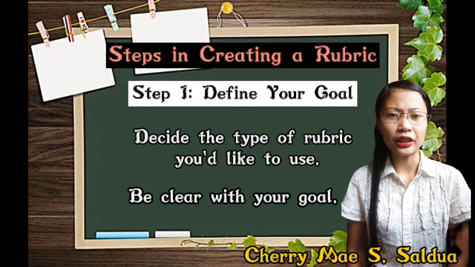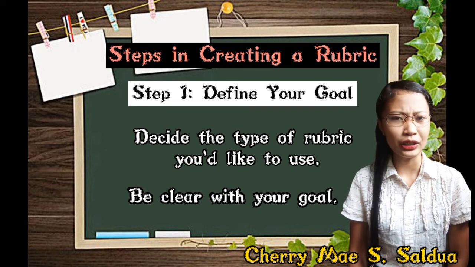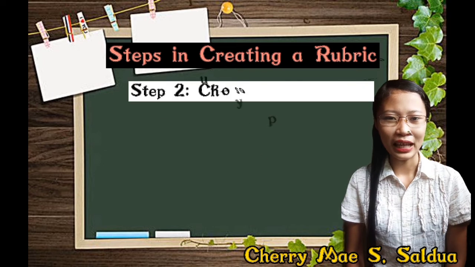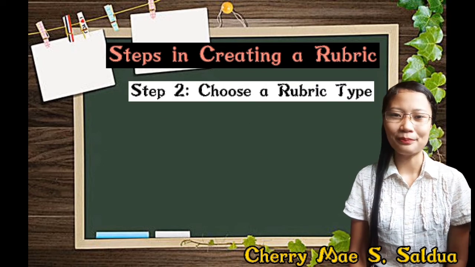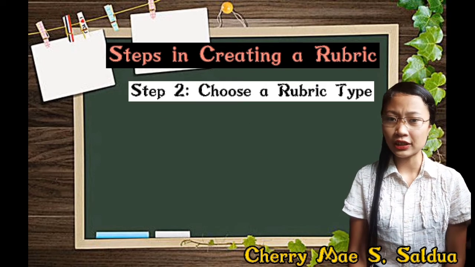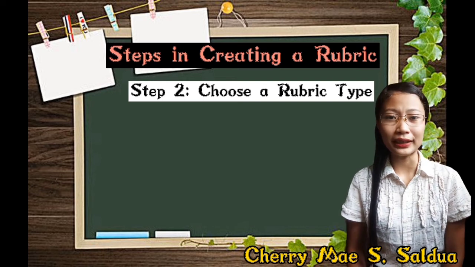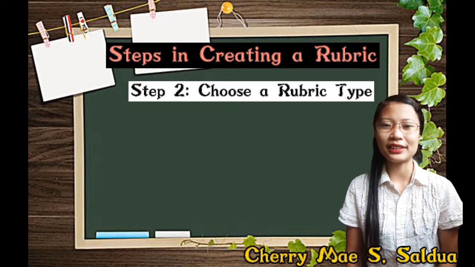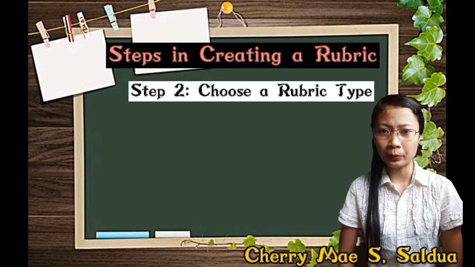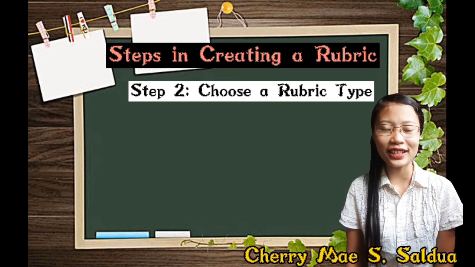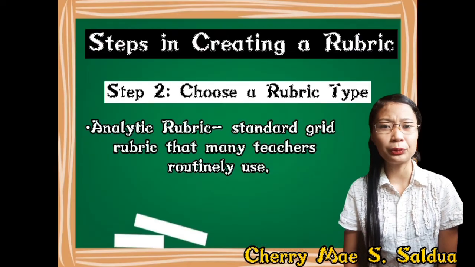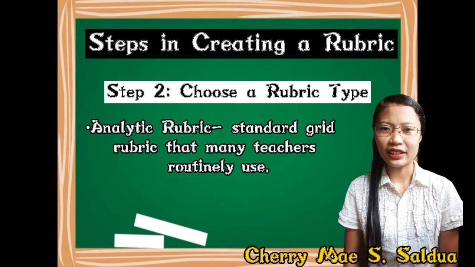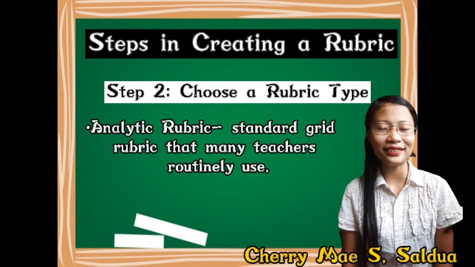Once you've figured out how detailed you'd like the rubric to be and the goals you're trying to reach, you can now proceed to step number 2. Choose a rubric type. Although there are many variations of rubrics, it can be helpful to at least have a standard set to help you decide where to start. As Ms. Cosicol discussed, there are 2 types of rubrics that are commonly used. The first one is the analytic rubric. This is the standard grid rubric that many teachers routinely use to assess students' work. This is the optimal rubric for providing clear and detailed feedback.